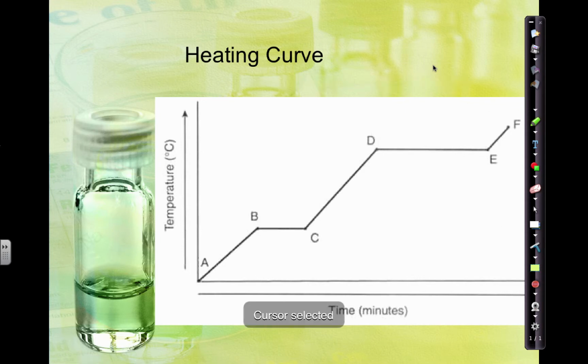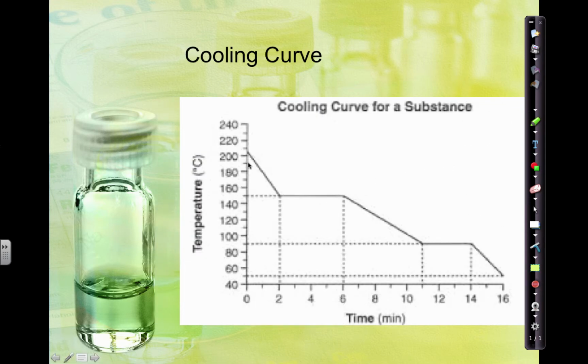Alright, let's look at a cooling curve. Cooling should be the opposite. I should start at a high temperature and then go to a low temperature. Since I'm starting at a high temperature, I can assume right here I'm at a gaseous state, and my temperature is decreasing. Well, I'm at a flat line, so I have a phase change.